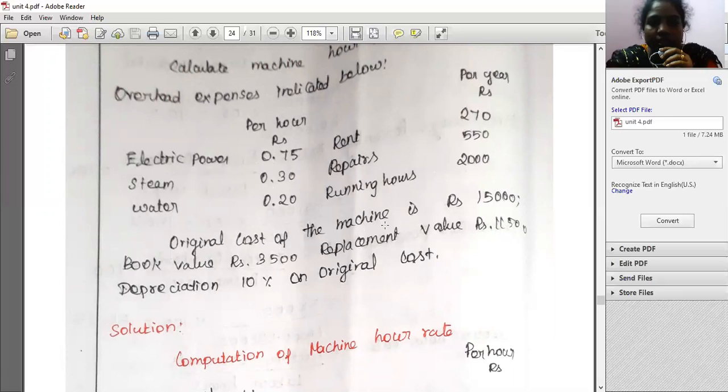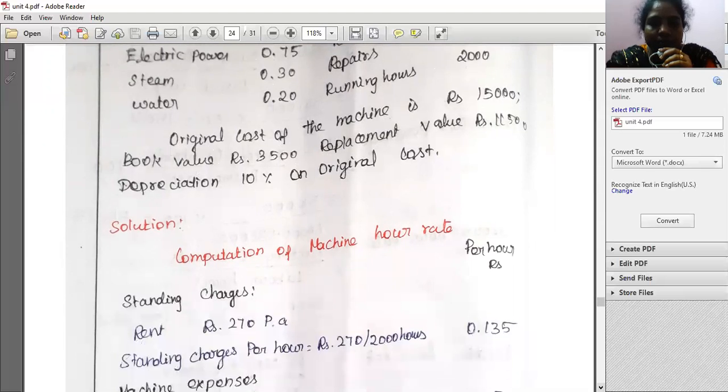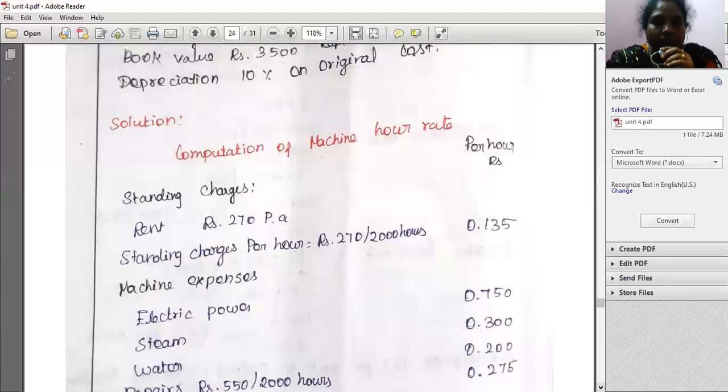The original cost of the machine is 15,000, book value is 3,500, replacement value is 11,500, and depreciation is 10% on original cost. This is the problem; you have to find out the solution. The machine hour rate is the rate per hour.